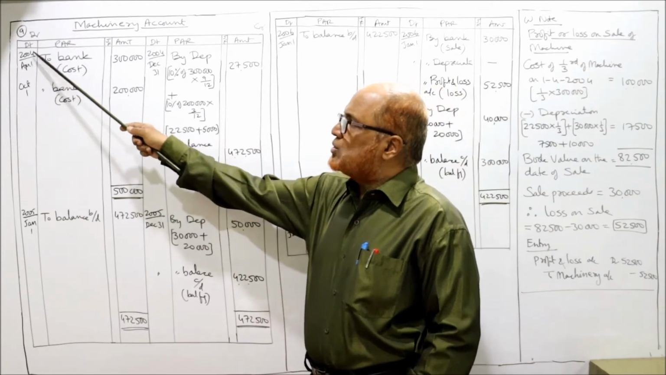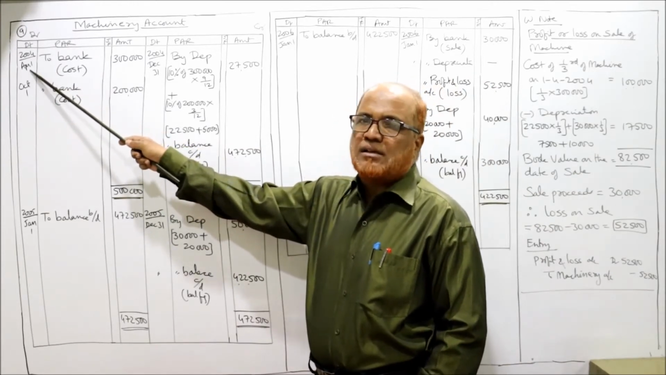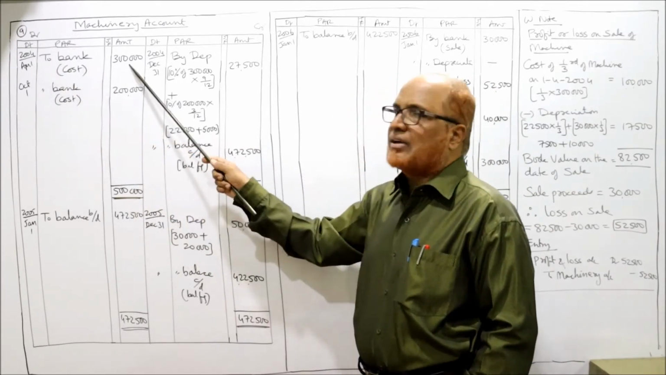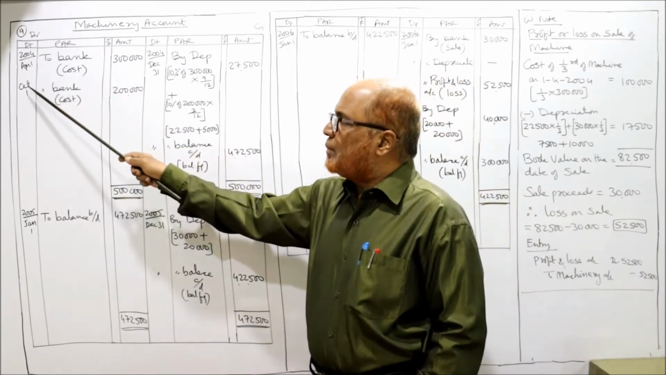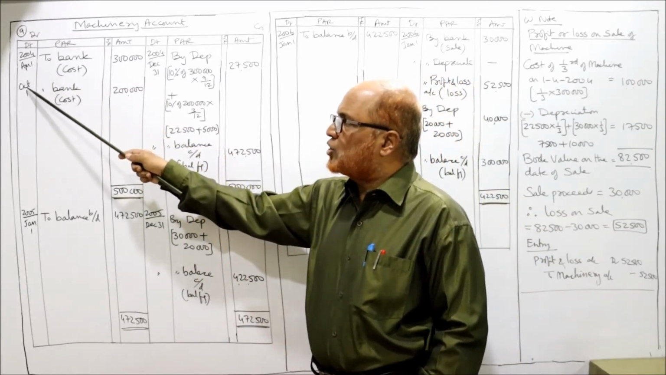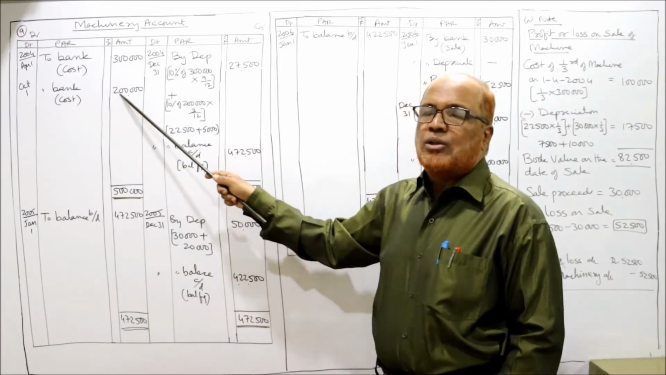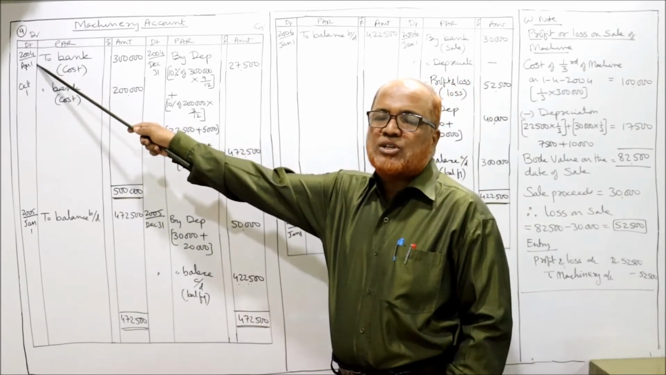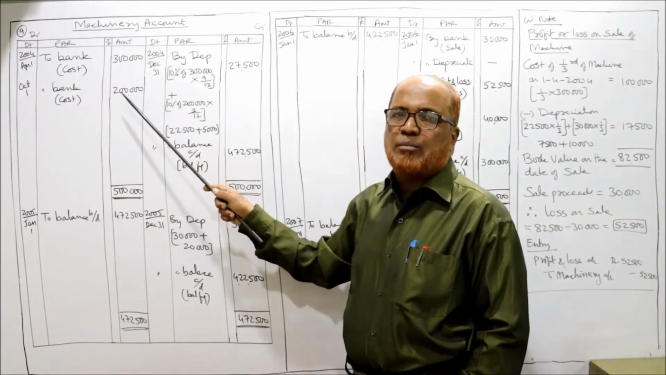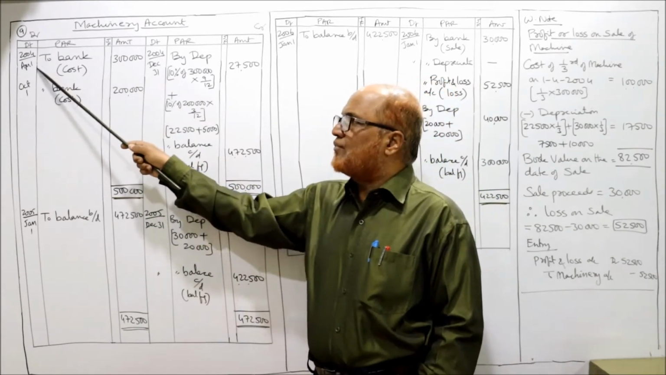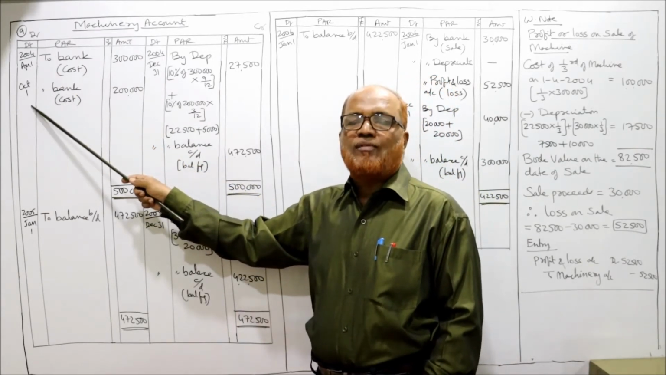Debit side, 2004 April 1st to bank, cost 3 lakh. Then October 1st, same year, 2004 October 1st to bank, cost 2 lakh. So in the year 2004, 2 machines are purchased. First machine 3 lakh, second machine 2 lakh. First machine purchased on 1st April, second machine purchased on 1st October.